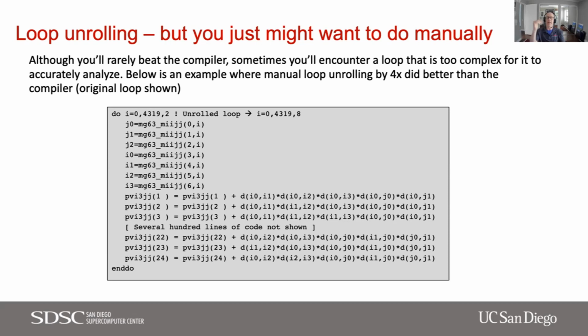And there are many loops like this within the functions. I even have a line here that shows several hundred lines of code not shown. It was so much code, so complex, that the compiler couldn't figure out what the best unrolling was, so it just gave up. I was able to do it by hand, but I'm going to say in 25 years of doing this kind of work, this was the only time I have ever been able to unroll a loop and beat the compiler.